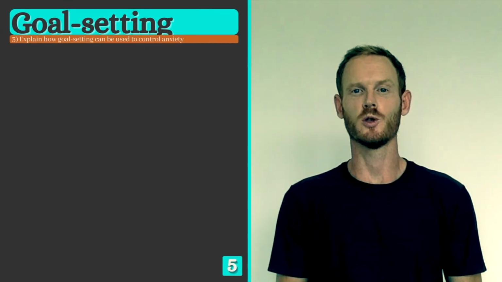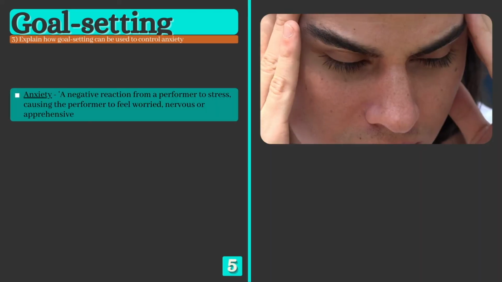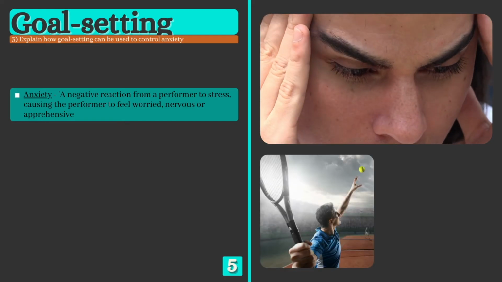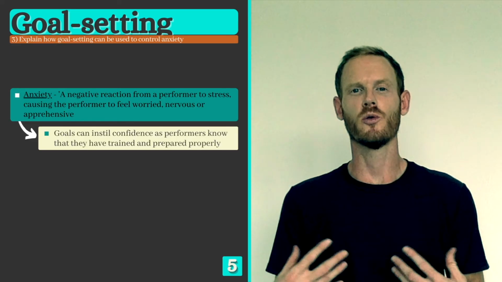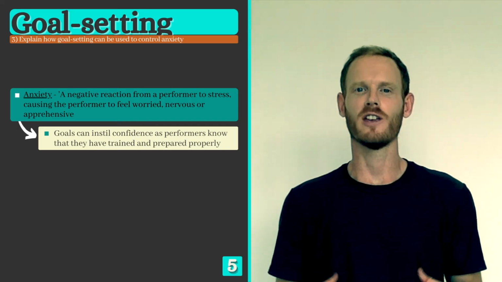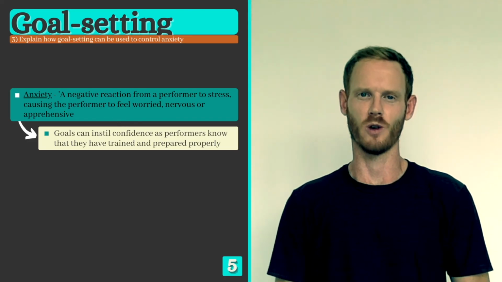Finally, you need to be able to explain how goal setting can be used to control anxiety. Anxiety is a state of nervousness and worry, and can have a negative effect on performance by clouding your focus and causing physical symptoms such as muscle tension, increased heart rate and nausea. Through the effective use of goals, performers may feel more confident, as they know they've trained and prepared properly and are ready to deal with whatever competition throws at them.